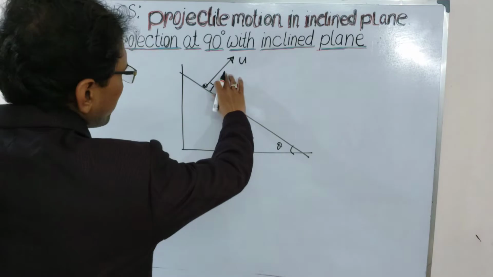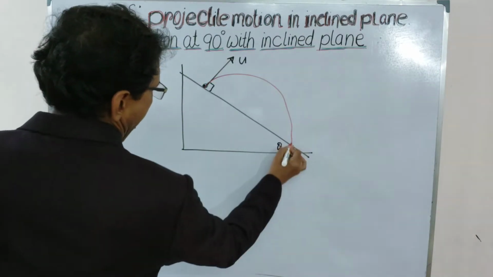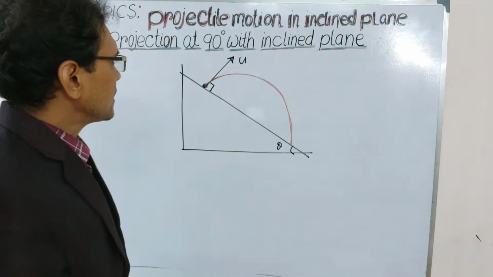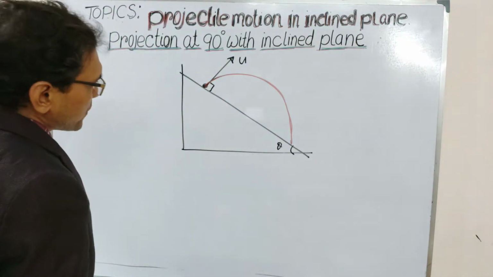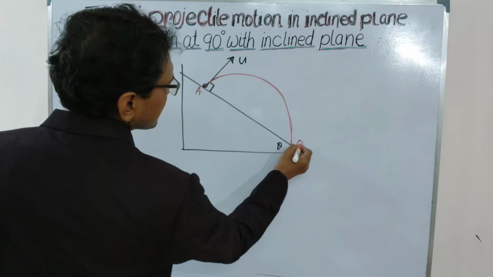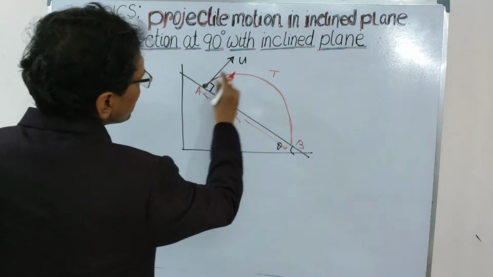Now what will be the path of the projectile? The path will be like this. Now here you have to calculate the time of flight and range. The range will be this, and the time of flight is the time taken to reach from A to B.